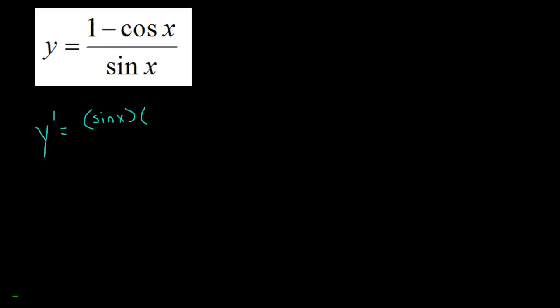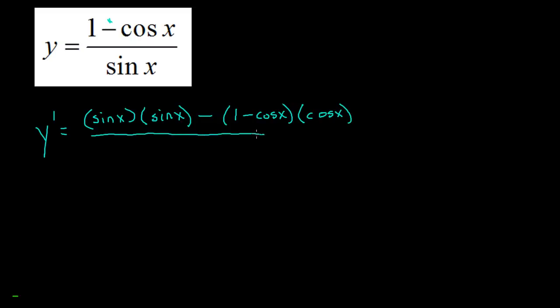All right, what's the derivative of the top? Well, the derivative of 1 is 0. The derivative of cosine is negative sine. So a negative with a negative sign, because there's already a negative there, is going to make a positive sine of x. Minus, now I'm going to leave the top alone. I'm going to multiply by the derivative of the bottom, which is cosine of x. Divided by the denominator squared.